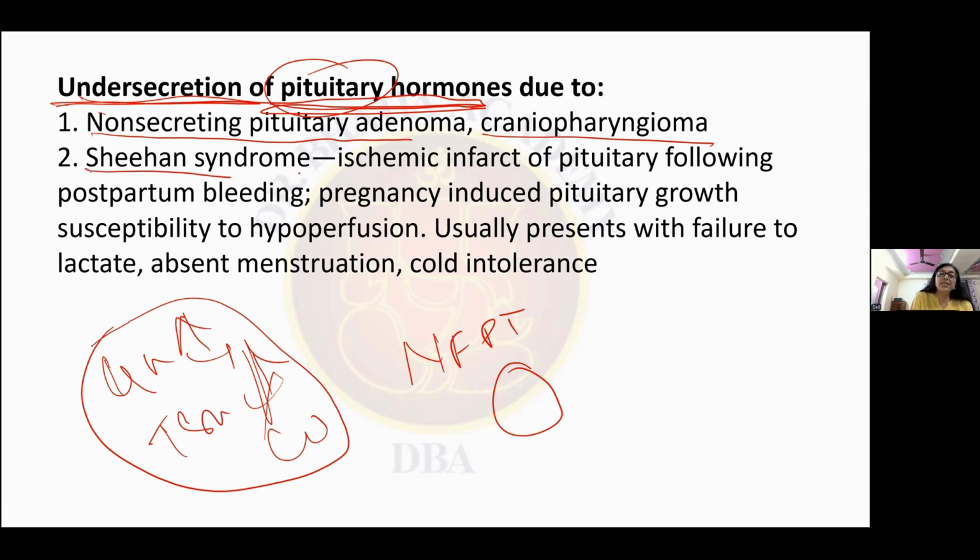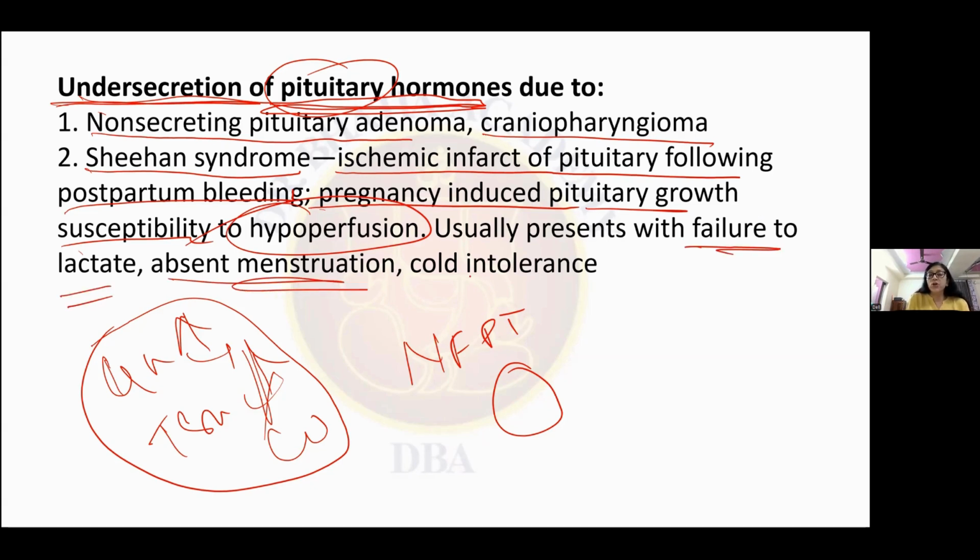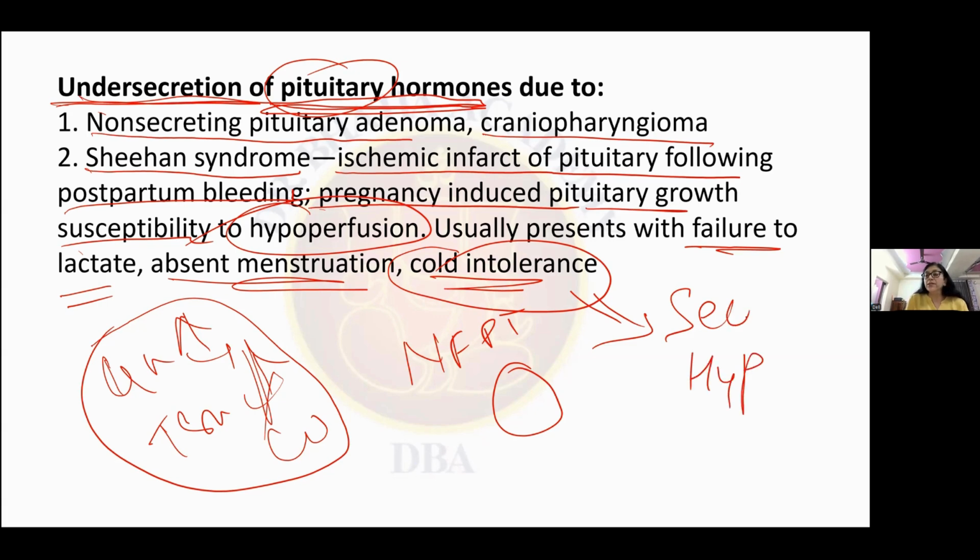Then there can be Sheehan syndrome. Sheehan syndrome is postpartum. Because of excessive blood loss, postpartum hemorrhage causes ischemic infarct of the pituitary following postpartum bleeding, or because of pregnancy-induced pituitary growth, there is susceptibility to hypoperfusion. Usually it will present with failure of lactation, absent menstruation or cold intolerance. Cold intolerance indicates secondary hypothyroidism.